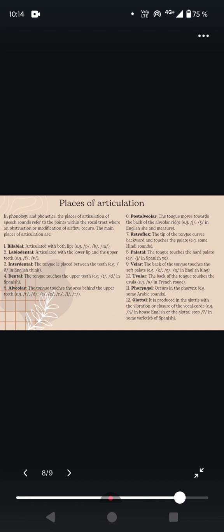All these places of articulation have a meaning, as you can see here. I'm going to give an example, like dental. Look here, the tongue touches the upper teeth. For example, T, D in Spanish. Another example is the glottal. It is produced in the glottis with the vibration or closure of the vocal cords. For example, H in house in English, or the glottal stop in some varieties of Spanish.